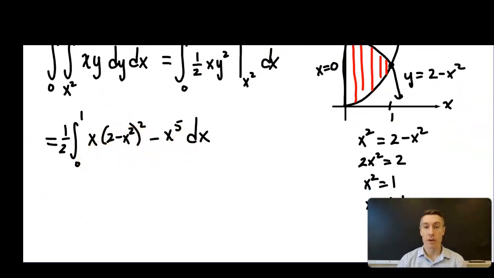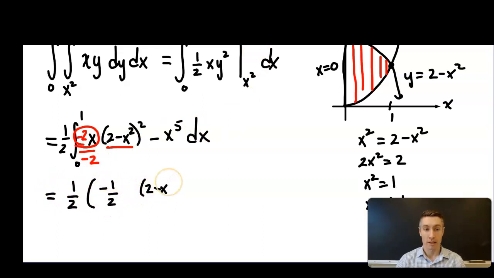Now we integrate this first term, so we would underline 2 minus x squared, that would be our u. du would be negative 2x, so negative 2 over negative 2. Circle the negative 2x, that would be our du. So we have 1/2, negative 1/2, 2 minus x squared to the 3rd times 1/3. And then minus 1/6 x to the 6th. And we're going to evaluate that from 0 to 1.